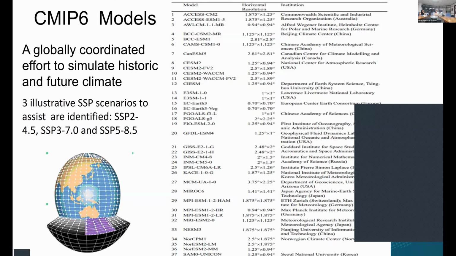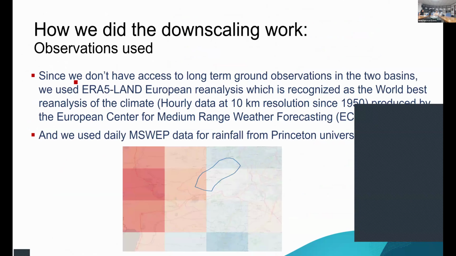And we focused on 3 key illustrative scenarios. The SSP 4.5, which represents a middle of the road path. The SSP 7.0, reflecting a scenario with high emissions and fragmented regional development. And the SSP 8.5, which assumes very high emissions and rapid economic growth. These scenarios provide a range of possible futures to guide our climate impact assessment.